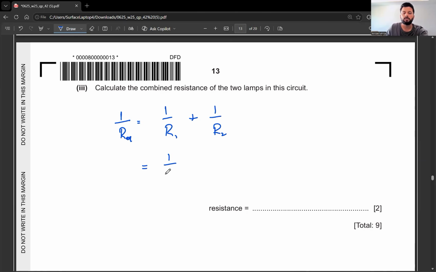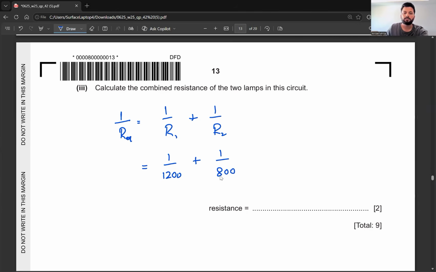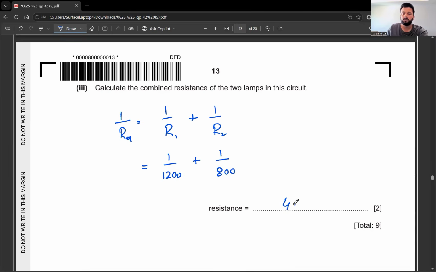So first is 1 over 1200, the second is 1 over 800. And the final resistance will be 480. The unit is missing, so you must write the unit, that is ohms.